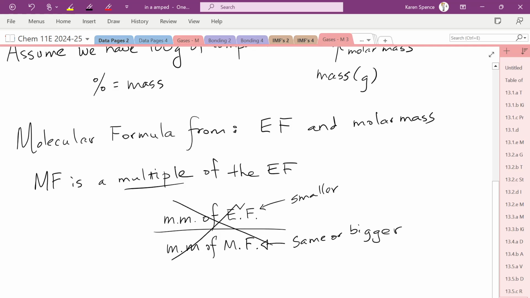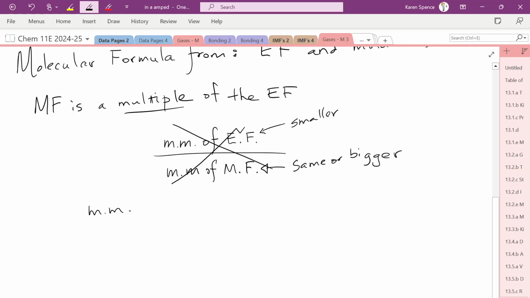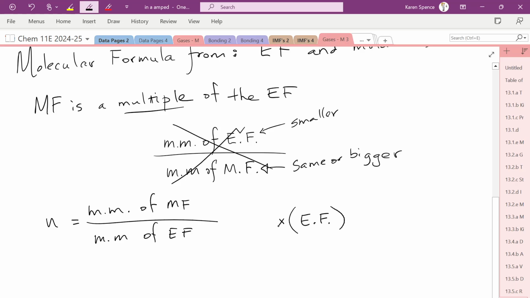So yeah, we'll flip that upside down. So we want the molar mass of the molecular formula divided by the molar mass of the empirical formula, and that's going to give you some value, n, and then you'll take your empirical formula and multiply by n, and that will give you your molecular formula. So two things we need. We need the molar mass of the molecular formula, and we need the molar mass of the empirical formula. So let's go back to our problem and see if we can find that.